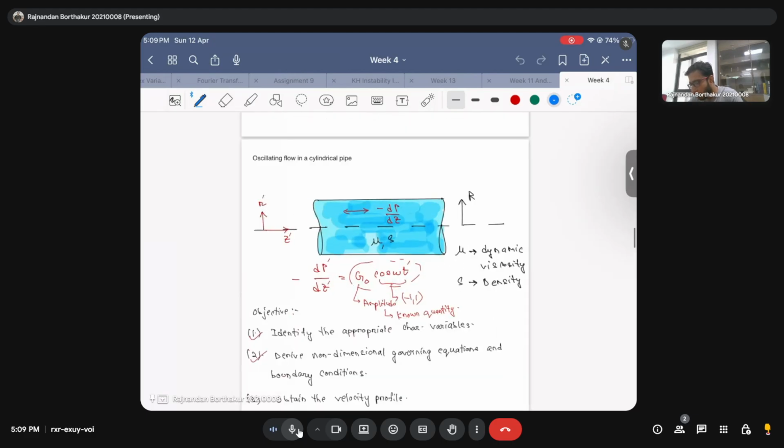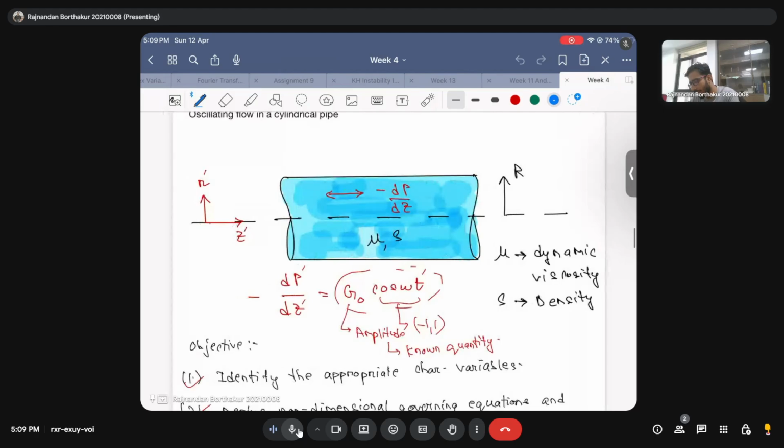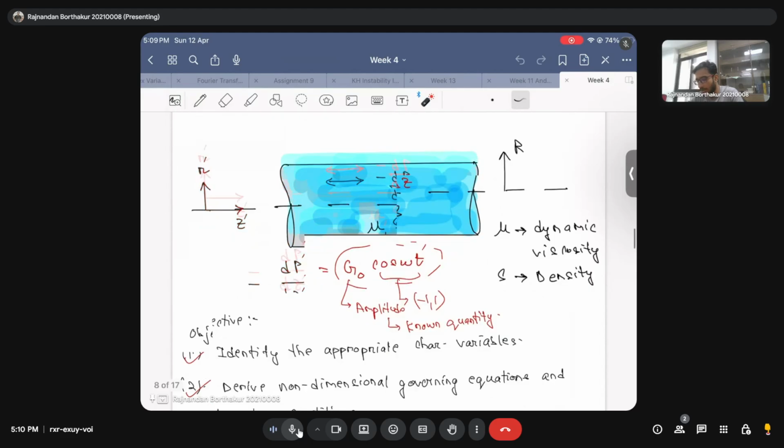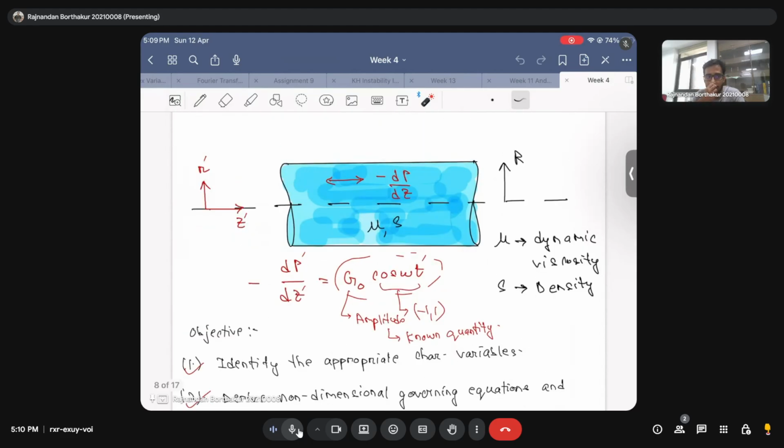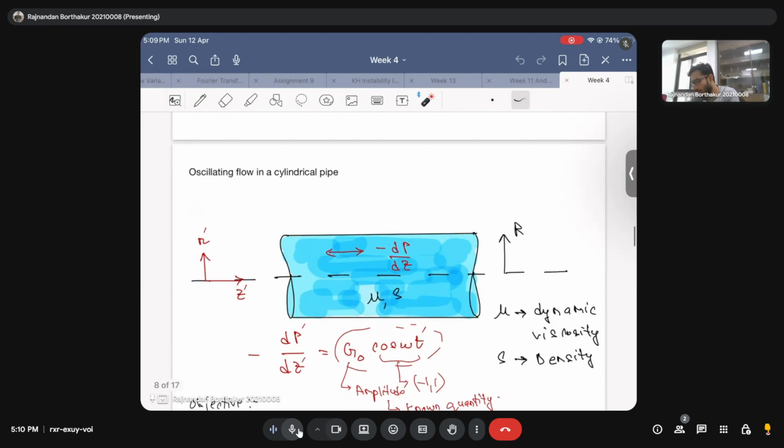So one more example that we did of this form is the oscillating pressure gradient flow. When there's an oscillating pressure gradient imposed in a cylindrical flow, we saw that there was a time dependence that also comes into the Navier-Stokes equation, and in fact the governing equation there was also a PDE. This is the oscillating flow in a cylindrical pipe, and this is something that we solved for.